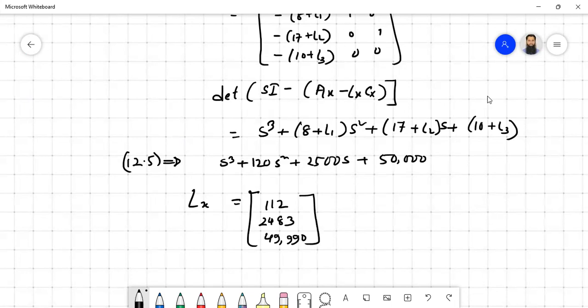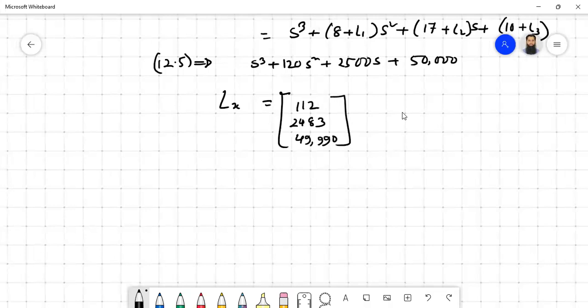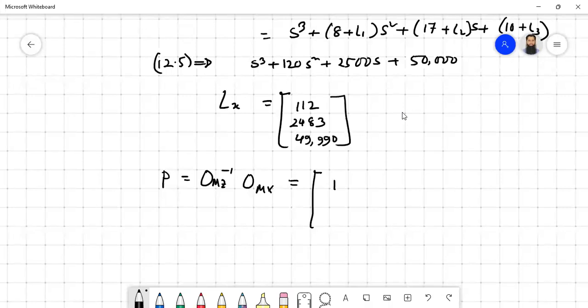What is next is we have to convert it back to the LZ. To convert it back to the LZ, we need the P matrix, and the P matrix can be obtained from the two observability matrices that we have already figured out, OMZ inverse and OMX. So using the calculator, this is the value you are going to get: 1, 0, 0, minus 3, 1, 0, 1, minus 1, 1.